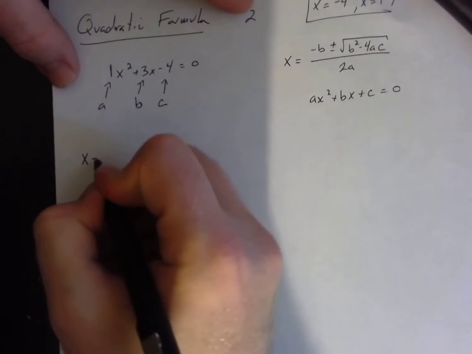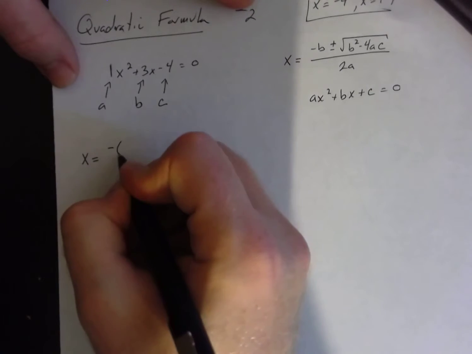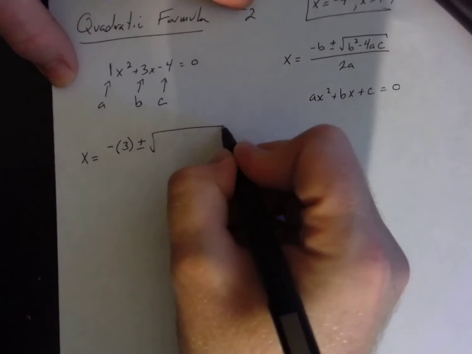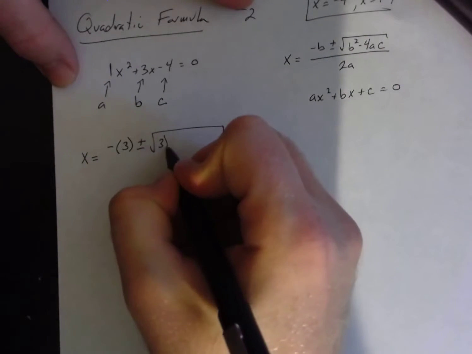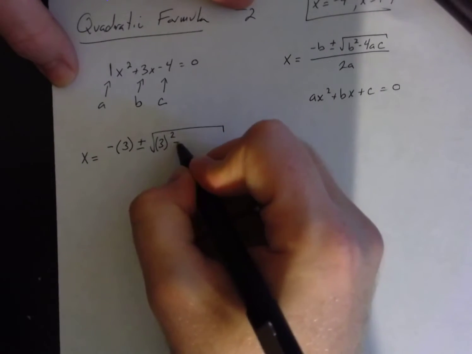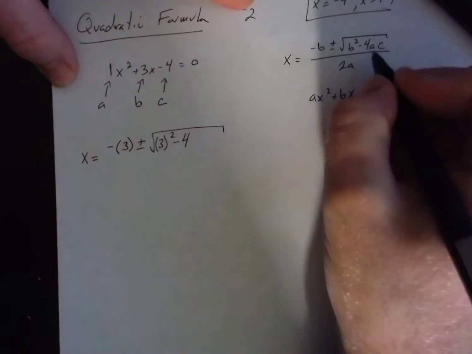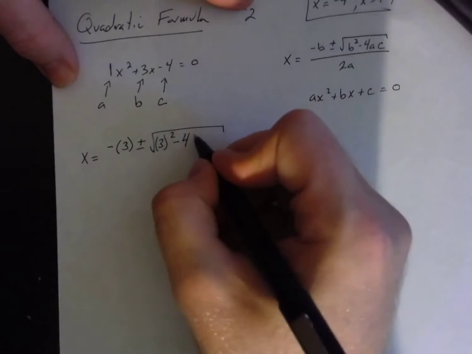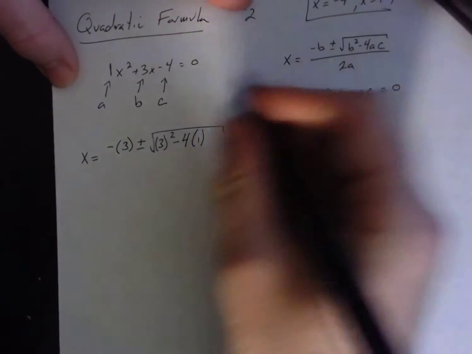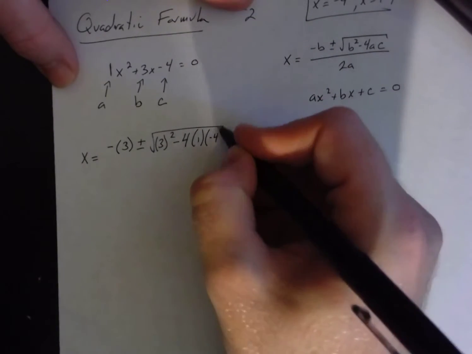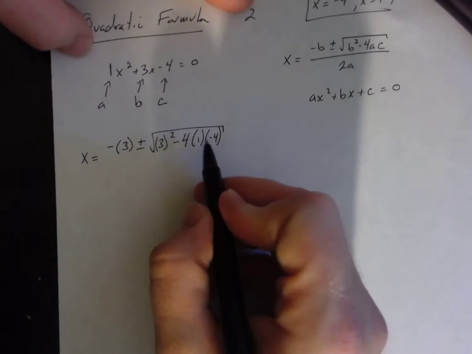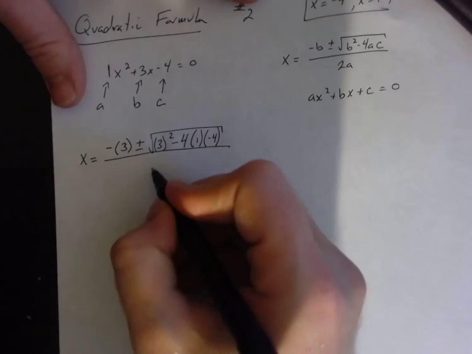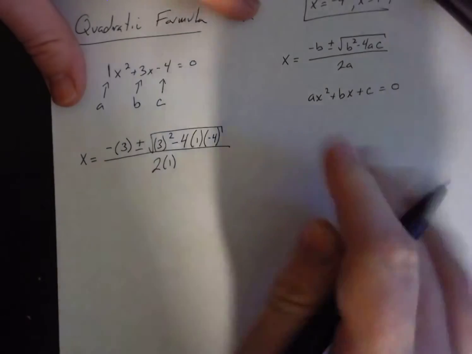So, my formula is x equals negative my b value, in parentheses 3, plus or minus the square root of my b squared, 3 squared, minus 4. Again, this 4 is from the formula. Then my a value is 1, and my c value is negative 4. Be very, very careful to make sure all of these numbers you're plugging in end up in parentheses. This is all divided by 2 times my a value being 1.